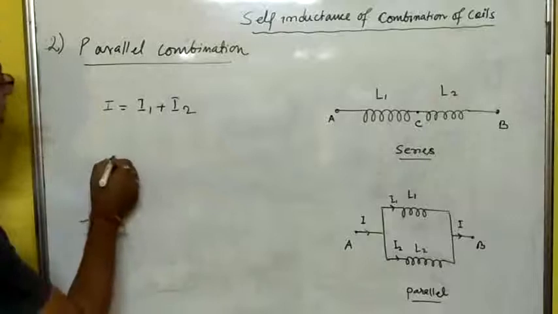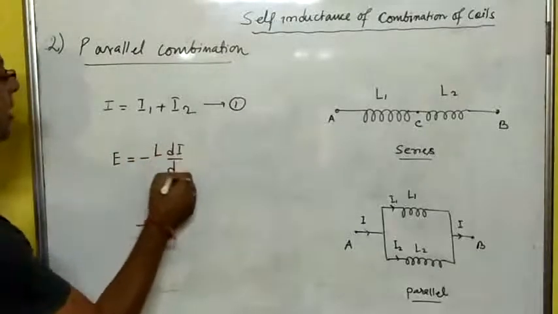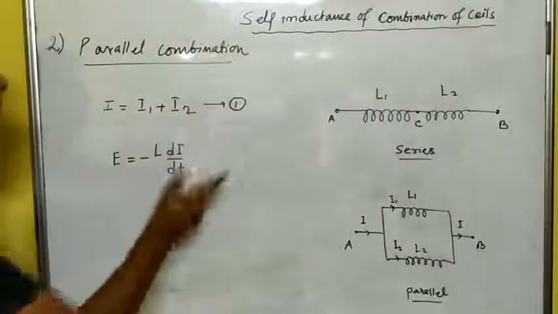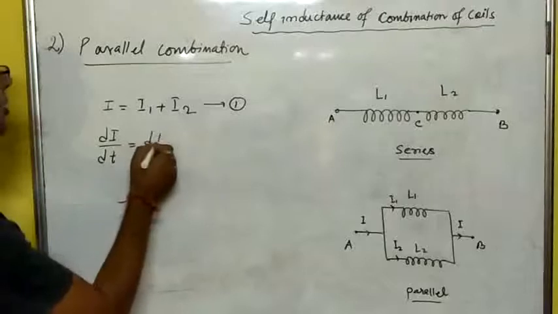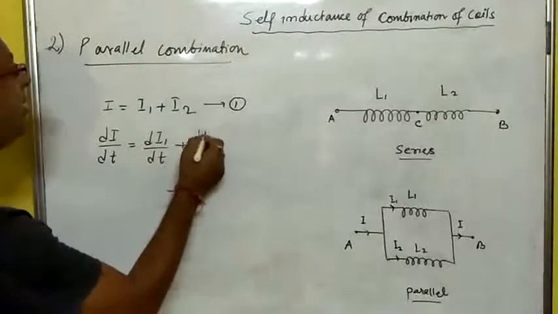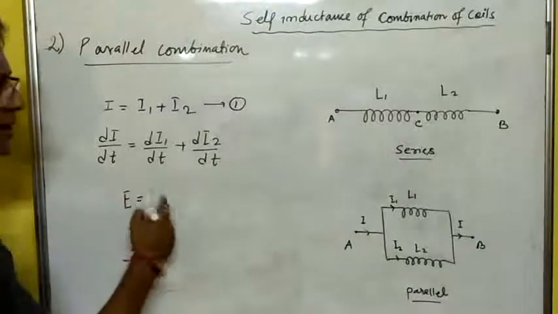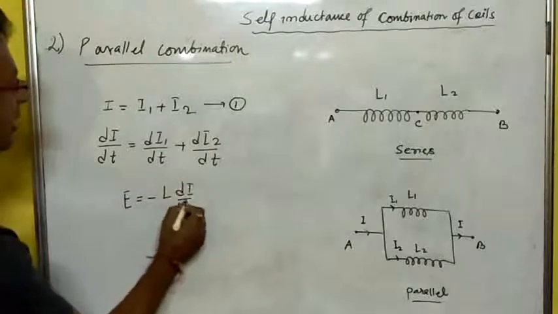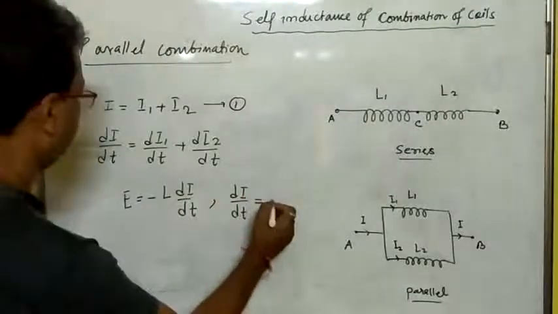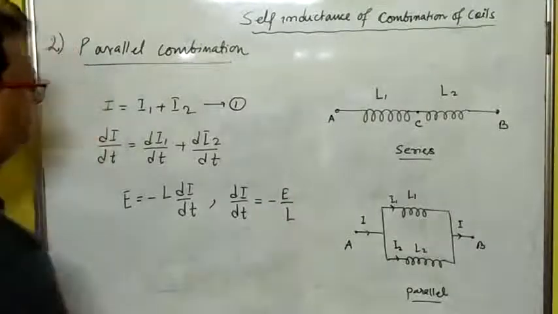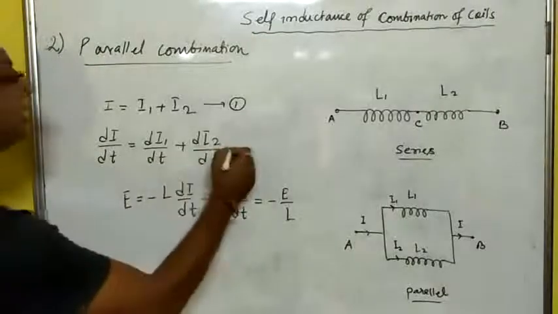We can call this equation number 1. But we also know that induced EMF E equals minus L into di by dt. So what we have to do is differentiate equation number 1. If we differentiate equation number 1, it looks like this: di by dt is equal to di1 by dt plus di2 by dt. So we have induced EMF E equal to minus L into di by dt. So di by dt is equal to minus E divided by L. Let us write this as equation number 2.